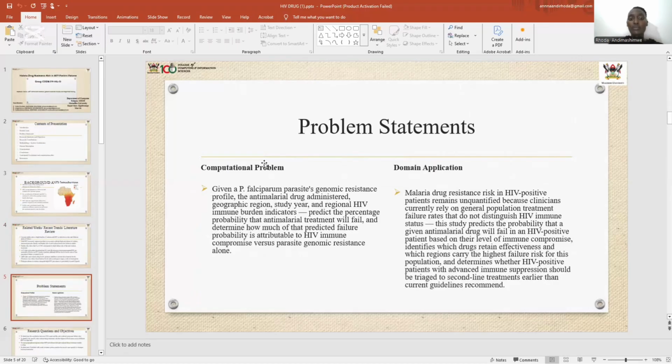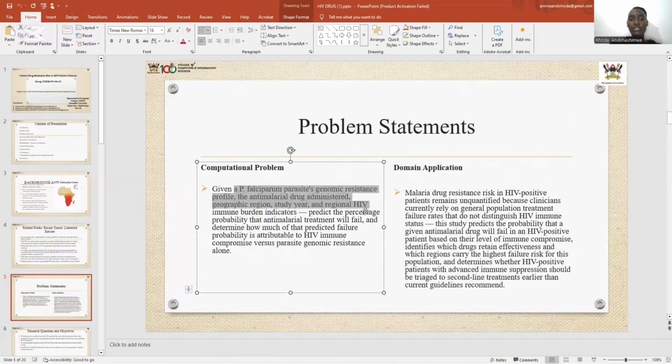We've divided our problem into the computational problem and the domain application problem. In our data sets, we have these different variables, and we see that if you're given all these variables, can you predict the percentage or the probability that the anti-malaria treatment will fail in an HIV patient or it won't?